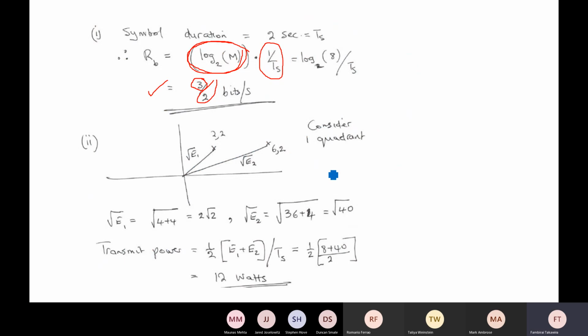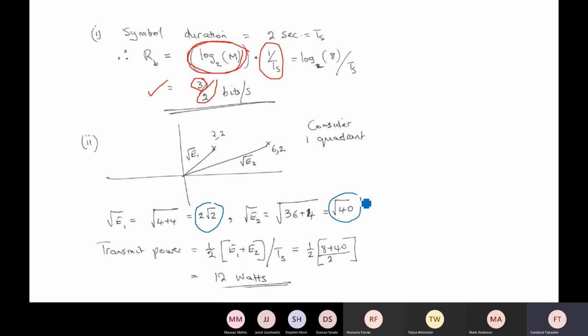So root E1 is clearly, the coordinates are 2 and 2, so essentially root E1 would be root of 2 squared plus 2 squared, which essentially gives us 2 root 2. Likewise with E2, the coordinates of E2 are essentially 6 and 2. So root E2 is the square root of 6 squared plus 2 squared, which becomes essentially root of 40.